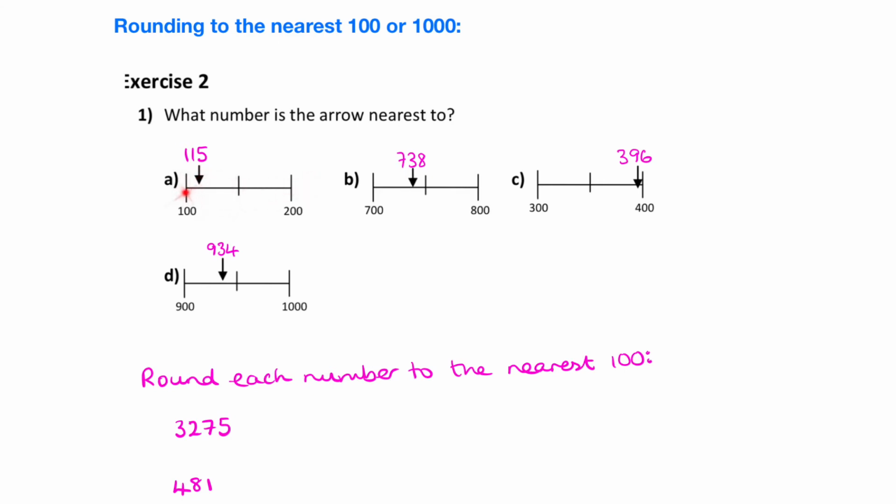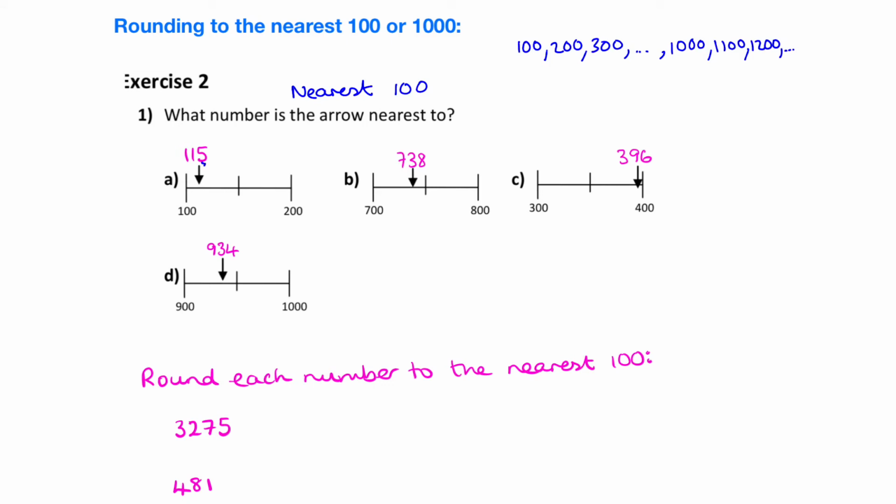Okay, so in the first one, we can see that this arrow is closest to this end of the line. Now, we've got 100 and 200. If we're rounding to the nearest 100, then we need the number that is in the 100 times table. So 100, 200, 300, and so on, we get to 1,000, 1,100, 1,200, etc. So any number in the 100 times table ends with 2 zeros. That's how we can spot a number in the 100 times table.